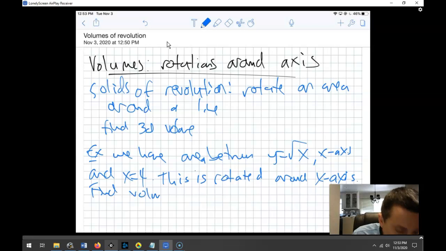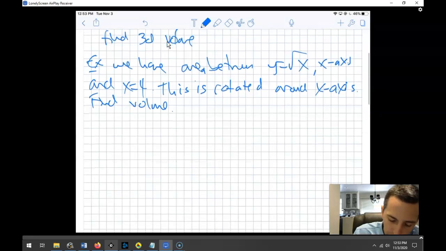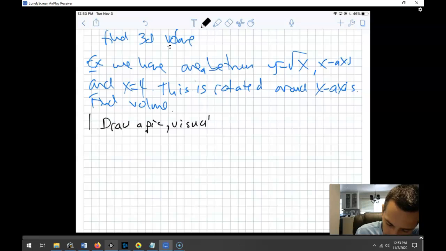Now, the first thing you want to do is try and visualize what is the shape we're trying to find. So when you're doing these kind of problems, that's going to be my first step, is to draw a picture and then visualize.